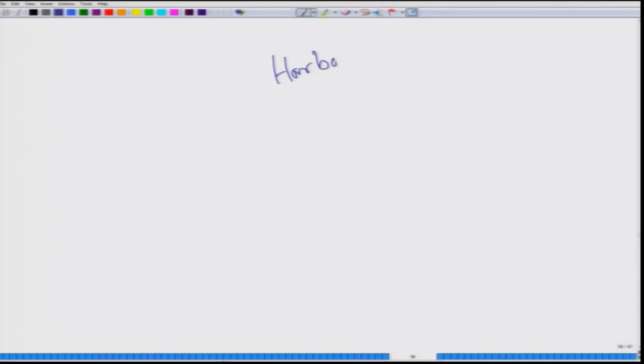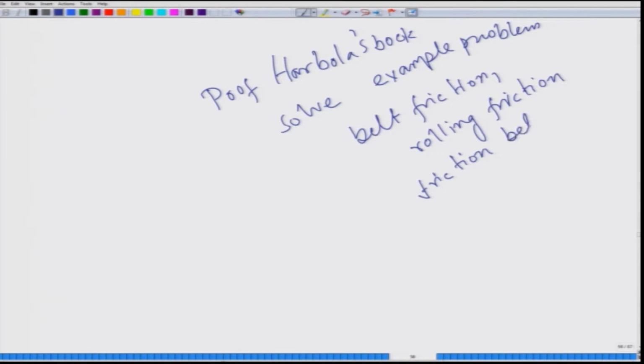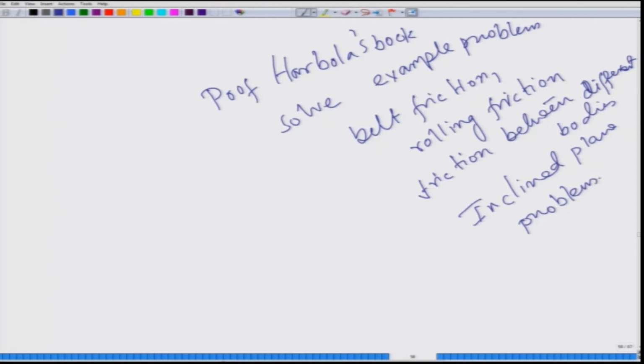Before I start solving this problem, I suggest you solve as many problems as possible. Please go through Professor Herbola's book and solve all the example problems that are based on belt friction, rolling friction, the friction between different bodies, inclined plane problems, etc.